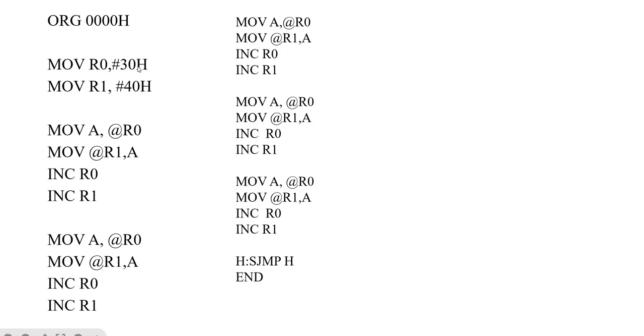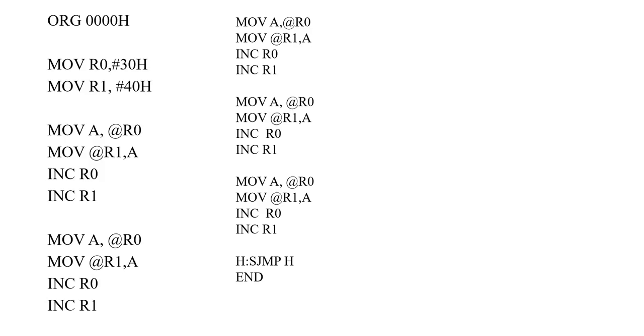MOV R0, #30H: here the source address pointer, that is R0, is initialized to 30H, which is where the first data value is stored. So we will be storing our first data value at 30H, and R0 is used as a source address pointer. Similarly, the next instruction is MOV R1, #40H, where we are using R1 as the destination address pointer. It is initialized to 40H, where the first data value will be copied.